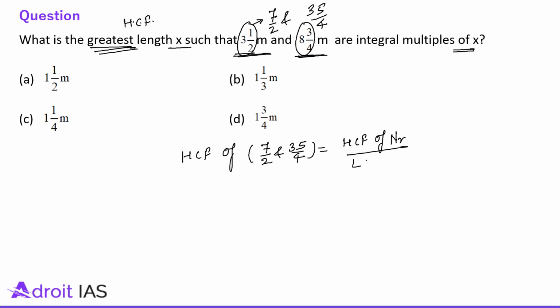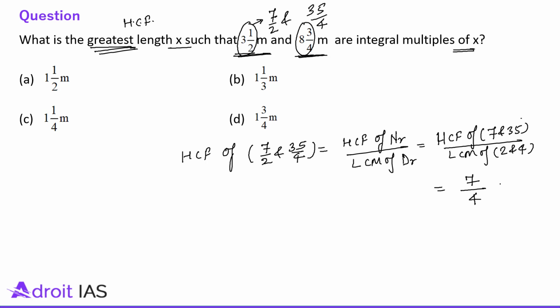divided by the LCM of denominators. So here we need to find the HCF of 7 and 35 divided by the LCM of 2 and 4. The HCF of 7 and 35 is 7 and the LCM of 2 and 4 is 4. So this is 1 3 by 4, and the answer is option D, 1 integer 3 by 4 meters.